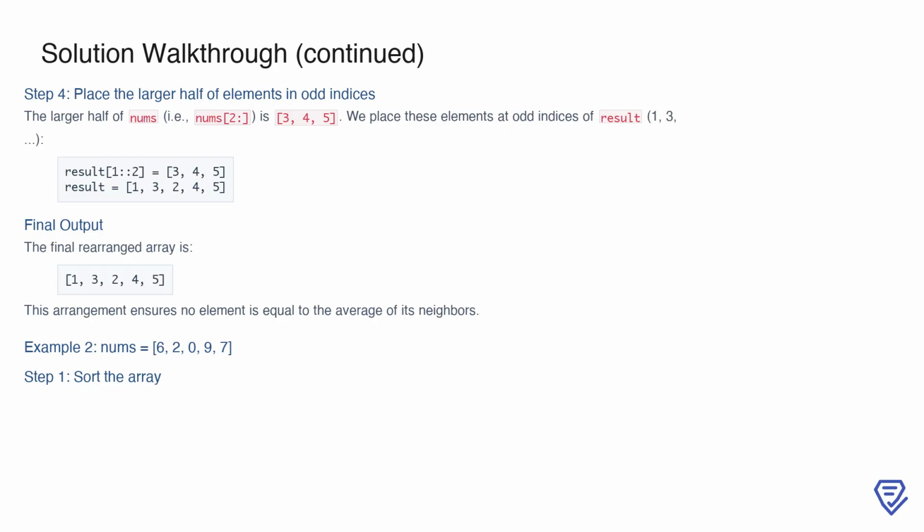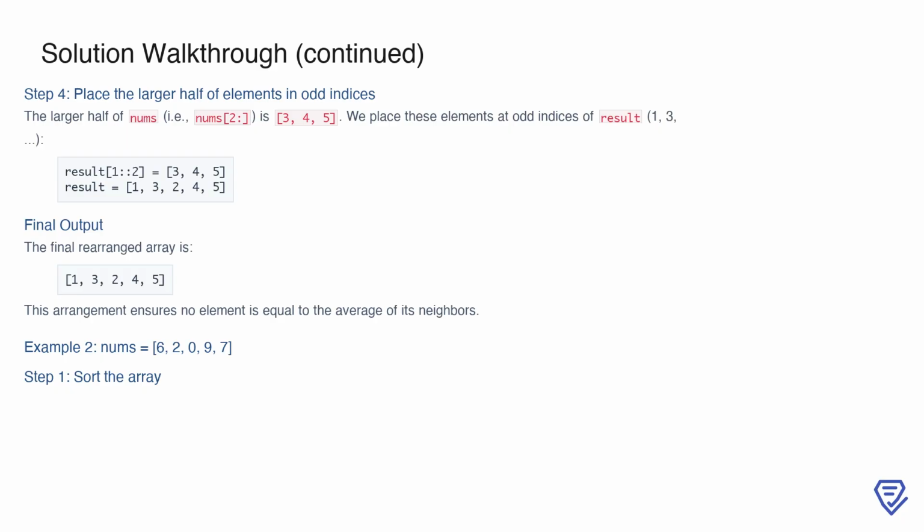This arrangement guarantees that no element equals the average of its neighbors. For instance, the neighbors of 3 are 1 and 2, and their average is not 3. Similarly, for all other elements, the condition is satisfied. This is the final output for this example.